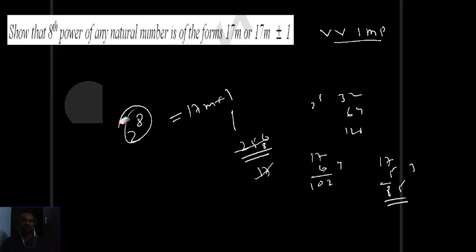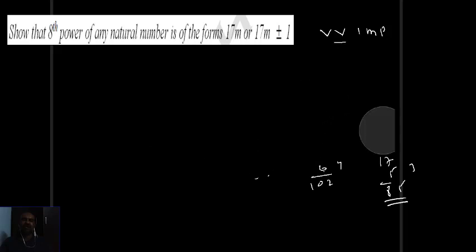What is this theorem saying? Take any number, your wish, any natural number. You want to take say 10 raised to the power 8. Your result is either in the form of 17m or 17m plus or minus 1. That we should prove now. For example, x is a number, any number raised to power 8. I want to show that this is in the form of 17m or 17m plus or minus 1.